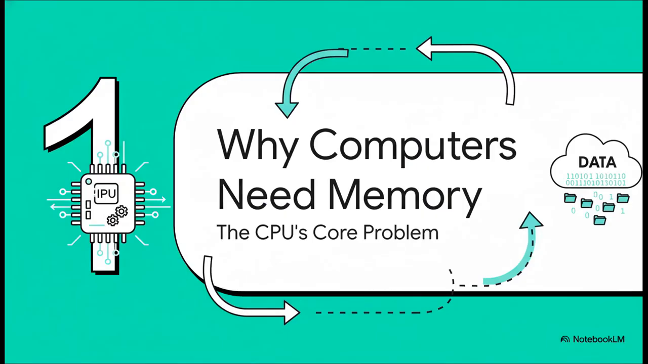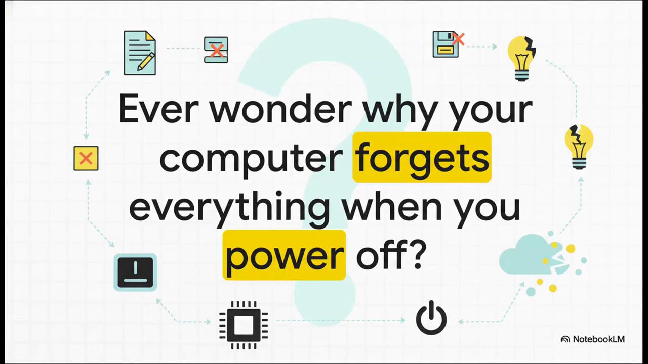Okay, so let's start right at the beginning. Why even have memory at all? Well, the computer's brain, the CPU, has a bit of a problem. It's unbelievably fast, but it has practically no memory of its own. It desperately needs a place to hold all the information it's working on, right now. You know that awful feeling, right? When the power cuts out and you lose an hour of work? Well, that's not actually a bug. It's a huge clue that tells us exactly how this kind of memory is supposed to work.